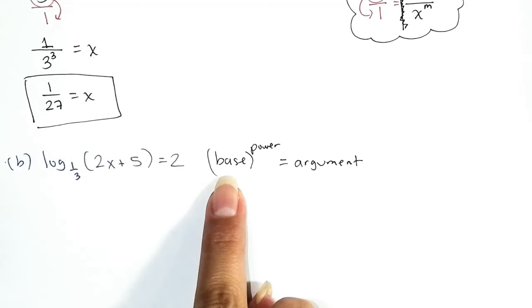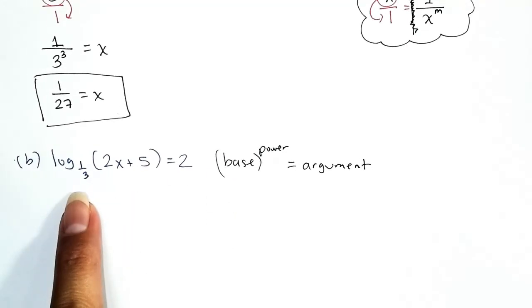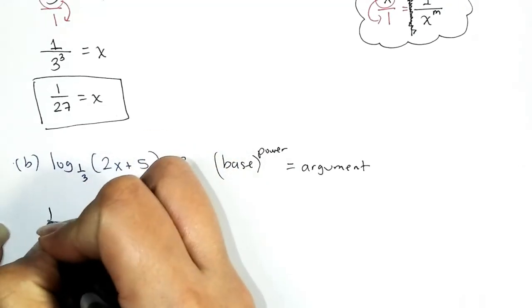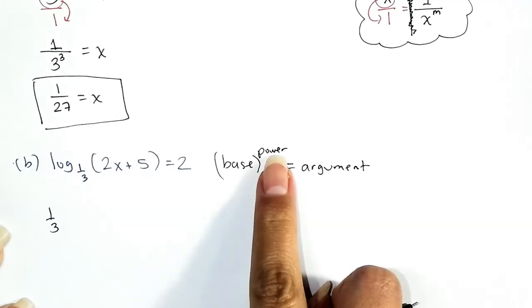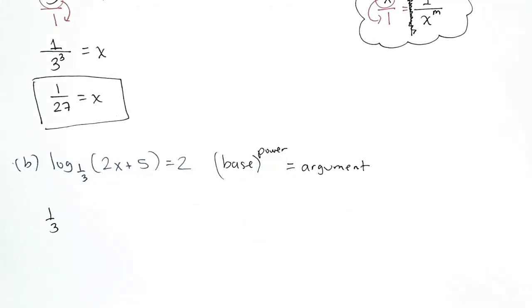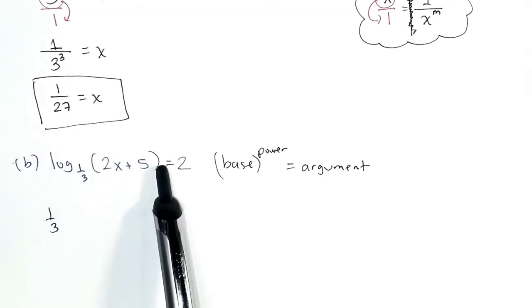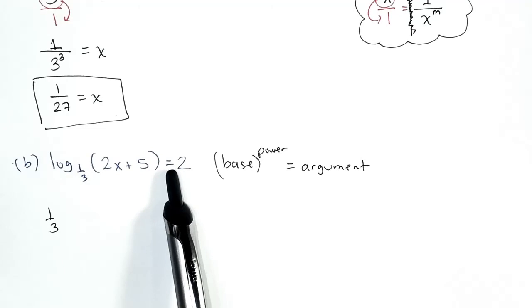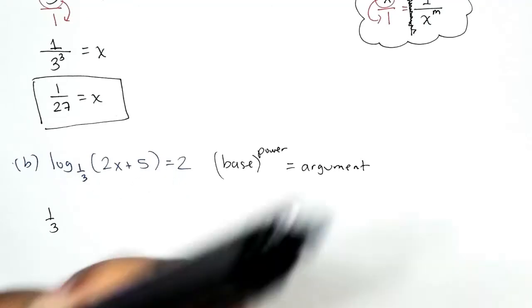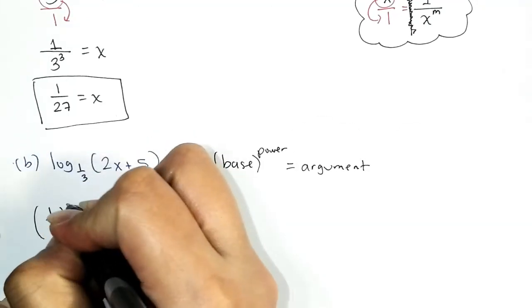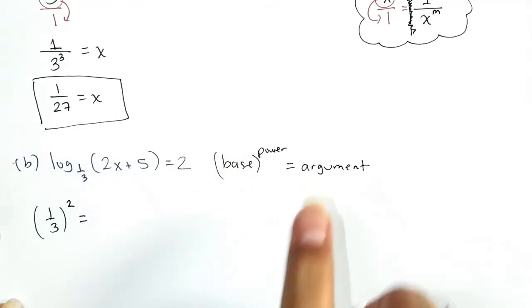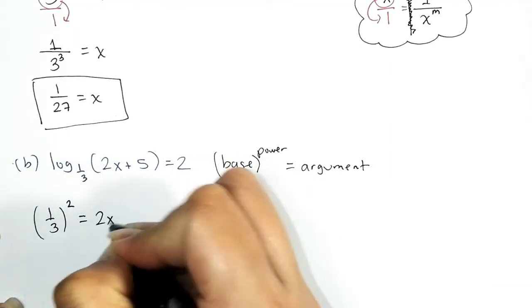So what is the base? The base of the logarithm is 1/3. So we're going to take that 1/3 and raise it to some power. Where is that power? Just remember what a log is. A log is just an exponent. So if the log equals 2, then the exponent equals 2. Okay, so base raised to some power equals argument. Argument is 2x plus 5.